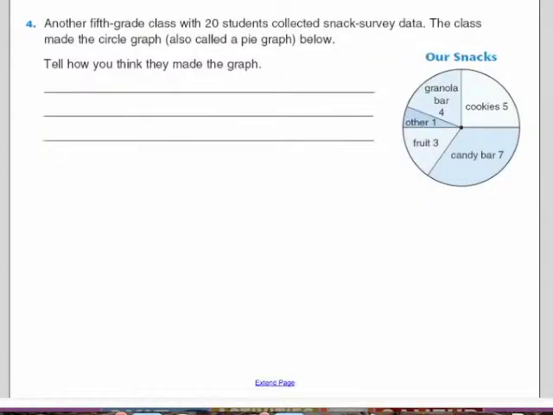Okay, look at the bottom though, number 4. It says another 5th grade class with 20 students collected snack survey data. The class made a circle graph, which is also called a pie graph. You can tell by the picture why it might be a pie or a circle graph. How do you think they made this graph? Go ahead and fill that out and then come back and visit with me.